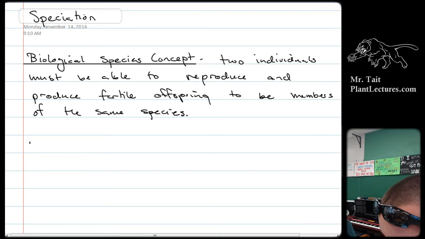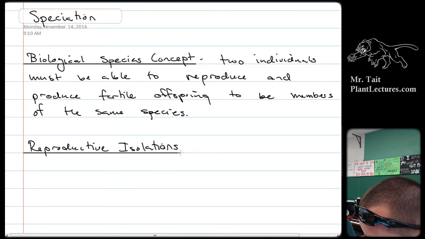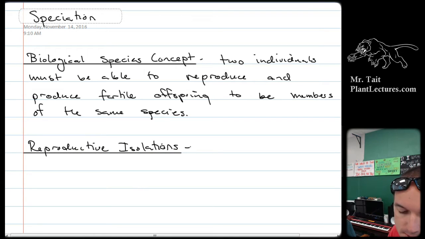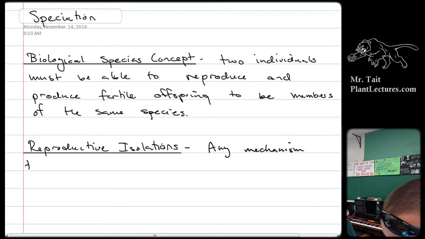So these things are all called reproductive isolations. And most of the time we err on the side of making more species than making less species. So reproductive isolation is any mechanism that prevents reproduction.